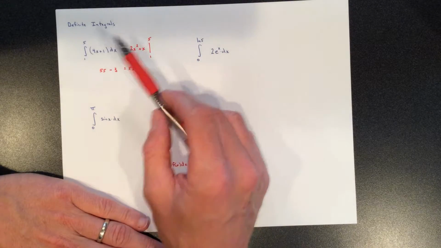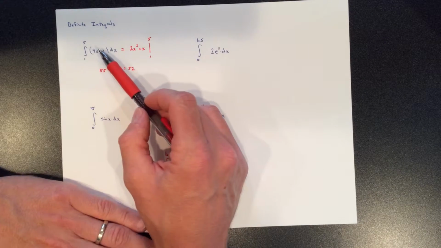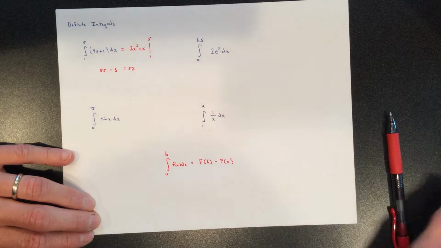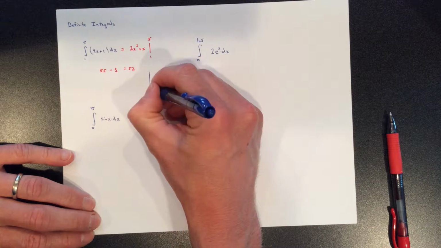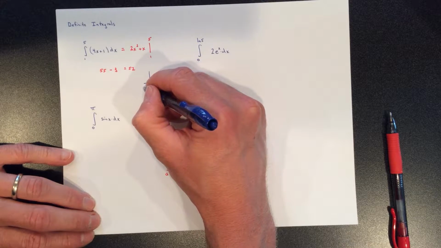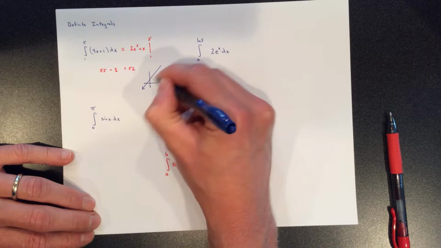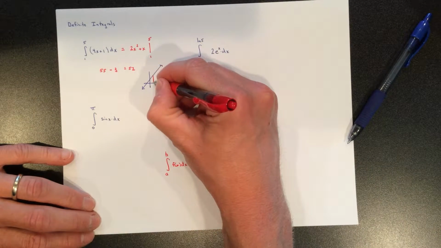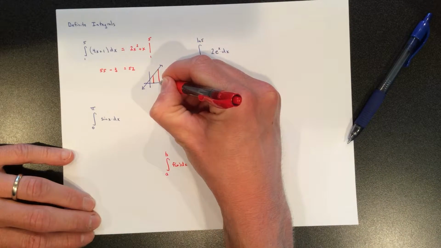Okay, and again, what is this doing? Well, when you integrate, one of the ways to interpret it is you're finding the area underneath that curve. And so if we looked at that curve, 4x plus 1, that's just some linear function. It would look something like this. And if you integrated from 1 to 5, you'd be finding this area. Okay, and we can check that.